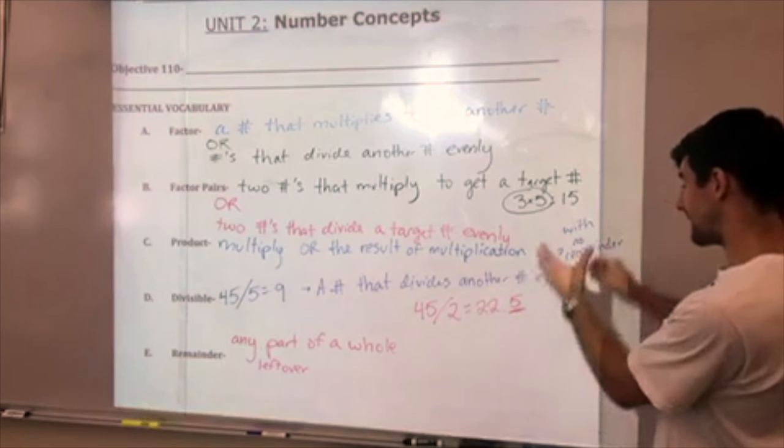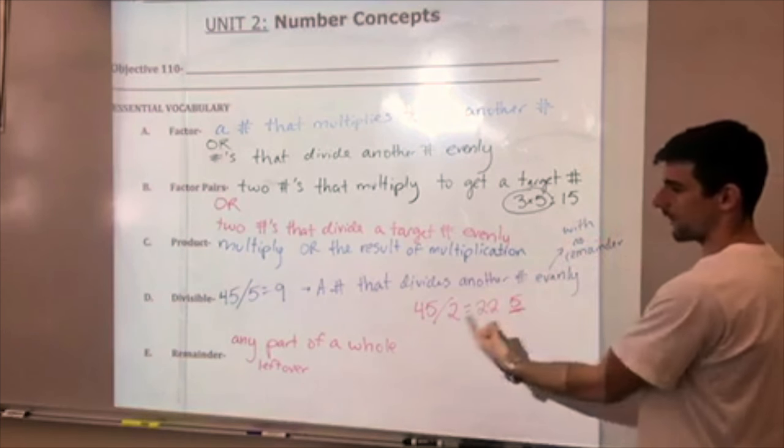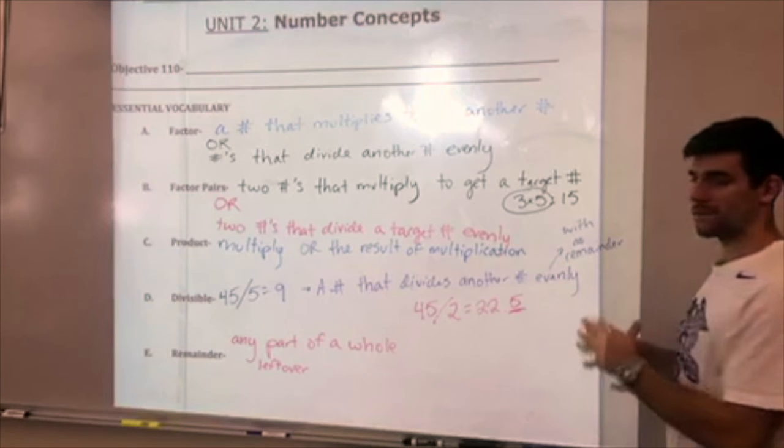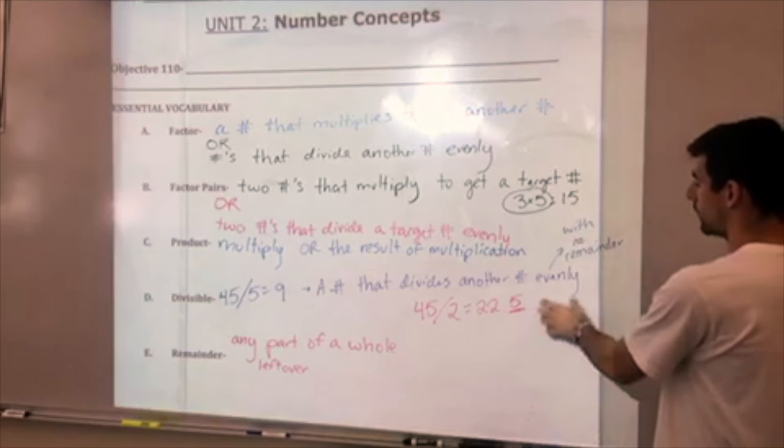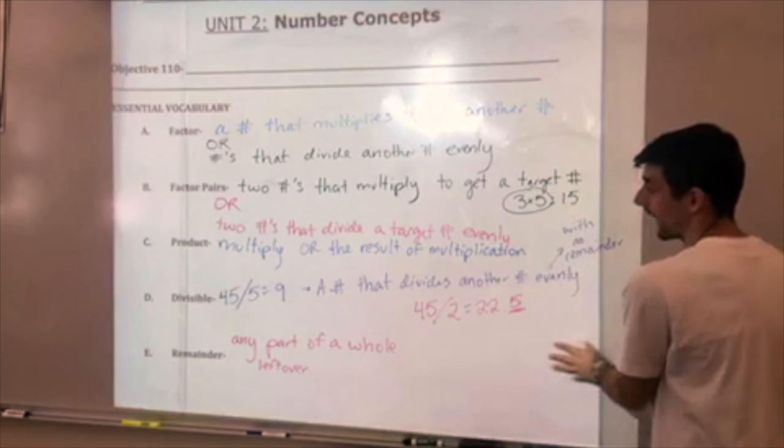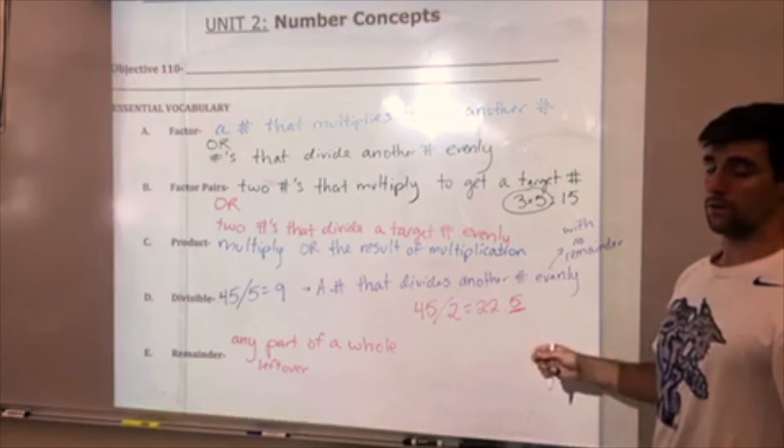And again, divisible means it divides evenly. Like we can obviously divide those two numbers, but divisible means it gives you no remainder. This does give us a remainder, so it's not considered divisible.